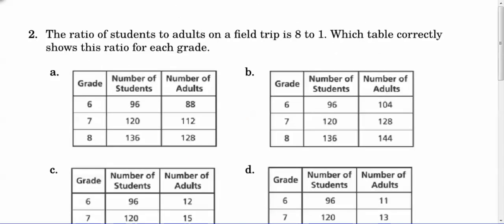All right, it says the ratio of students to adults on a field trip is 8-to-1. One thing we talk about when we're talking about ratios is how important the order of those ratios is. So in this case, it says students to adults. That means the first number goes with students and the second number goes with adults. So we know it's 8 adults for every 1. Oh, I'm sorry, I said that backwards.